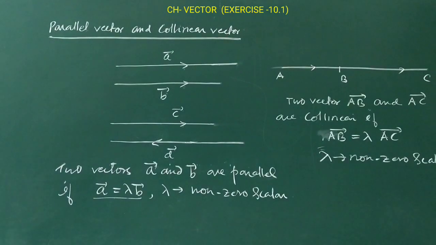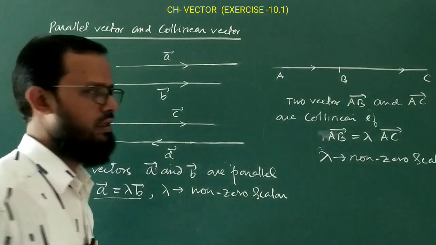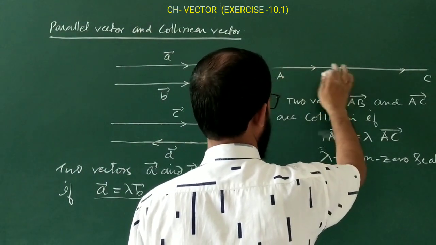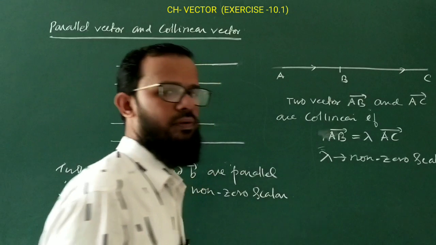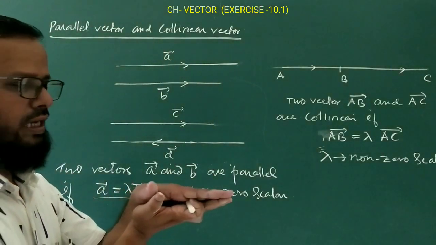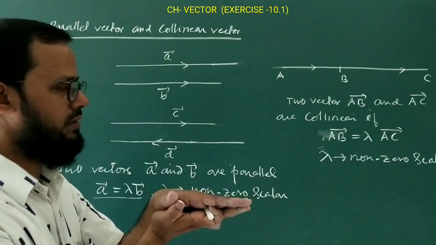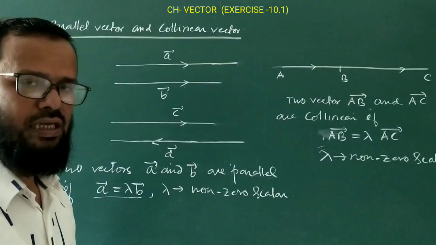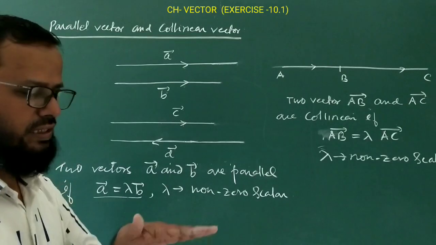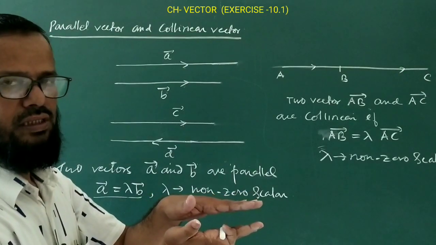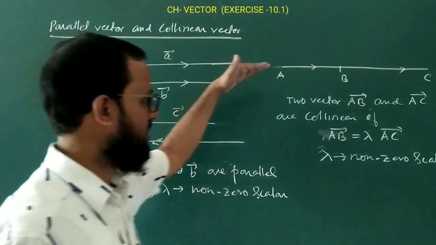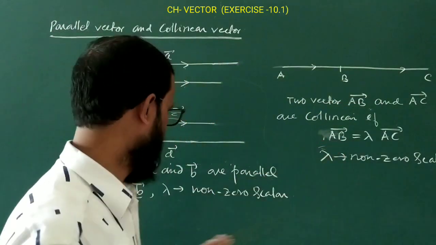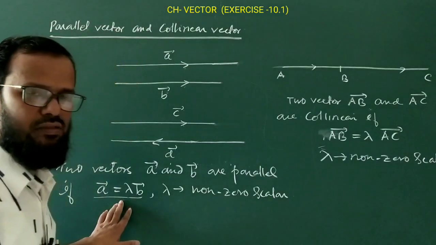Okay. Similarly, collinear vector. What is collinear vector? That means suppose consider AB is a vector and AC is another vector. Okay. Both the vectors lie on the same line. AB vector and AC vector lie on the same line. When two vectors lie on the same line, then they are called what? Collinear vectors. Again, we can say both the vectors can be parallel also. Okay, they lie on the same line, but they are parallel.